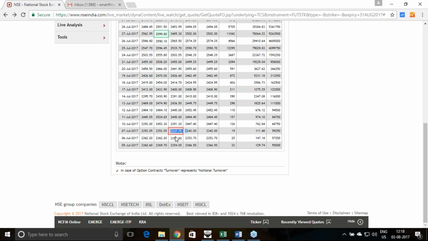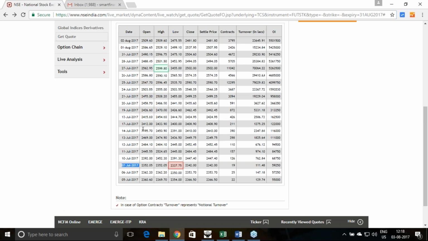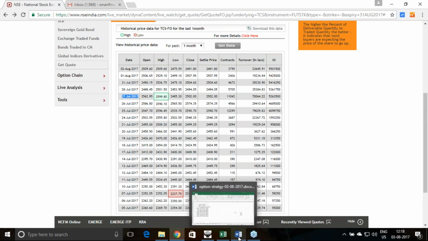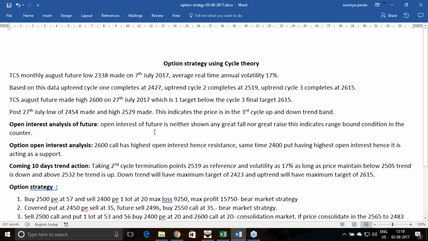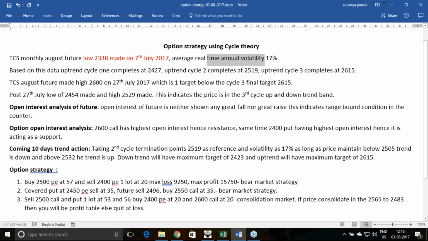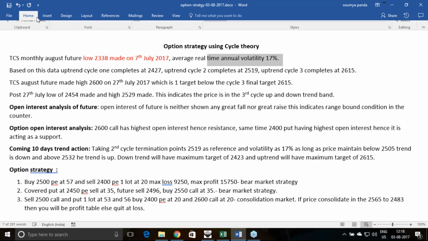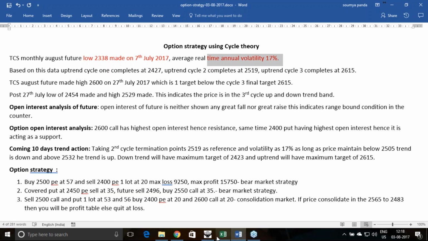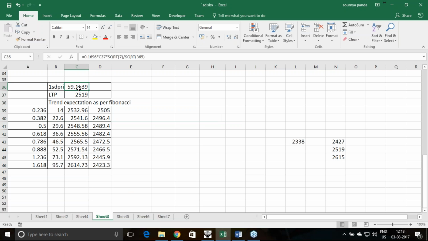So for today, 3rd August, if I take the trailing 1-month data, the low is 2337.75. We will round it to 2338. It was formed on 7th July, and one high also was formed on 27th July. Using these two values, we will be applying the cycle theory. So the 7th July monthly low, and the average annual volatility real-time estimate is 17%. Based on this data, using the one standard deviation cycle, we will be forming the weekly cycle.